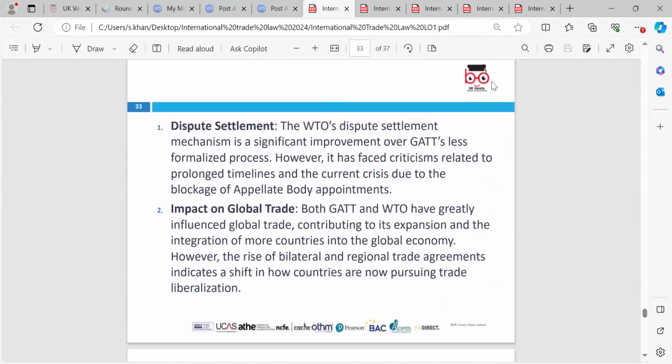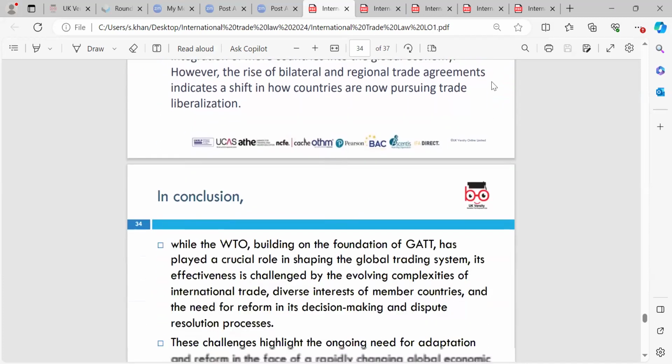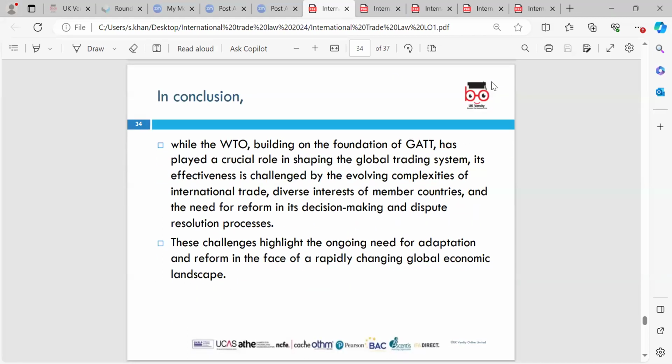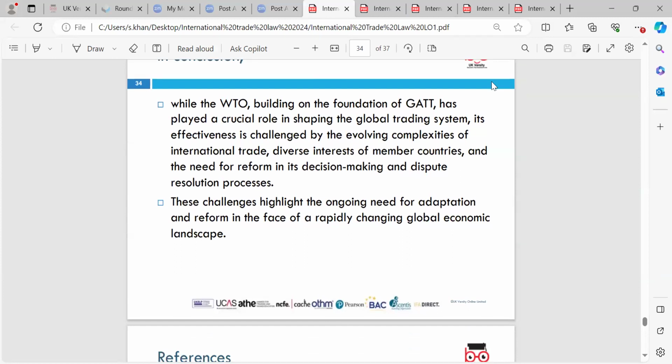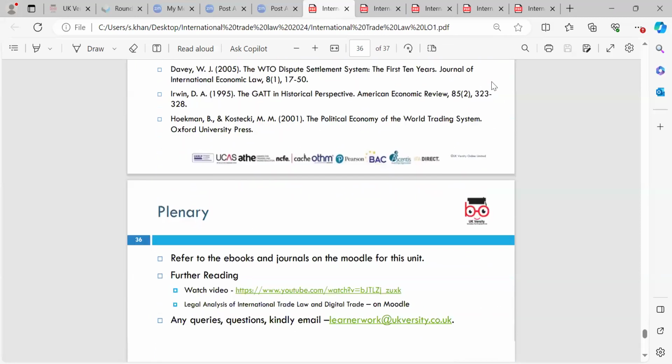We then went on to look at dispute settlements with GATT and the World Trade Organization, and the impact on global trade, such as how both have influenced global trade, contributing to its expansion and integration. We concluded with the effectiveness of GATT, how it was quite effective yet challenging, and how the World Trade Organization came into force. There are some references that we referred to. So this is me summarizing, going through the learning outcome quite quickly.